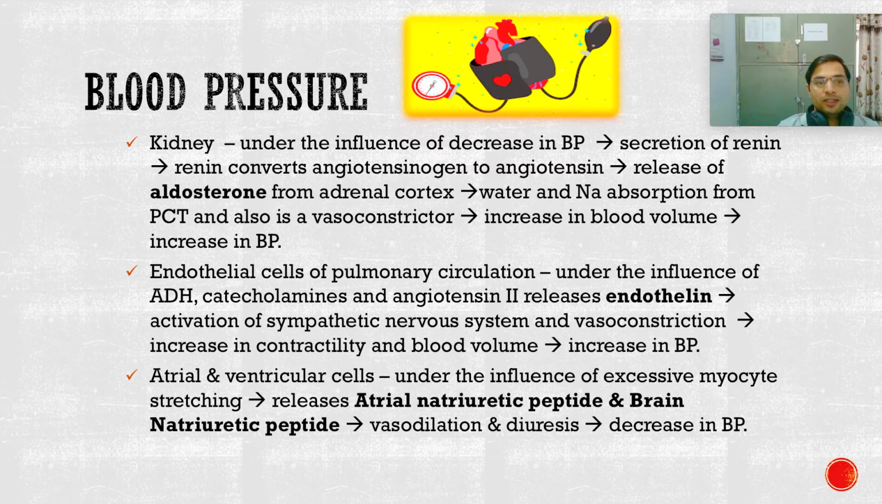So the blood vessels now have more water and more sodium, right, which leads to increase in blood volume, and thereby blood pressure increases. Also, this aldosterone is a vasoconstrictor, and by constricting the blood vessels, the overall blood volume also increases. Now, this is the second concept, how the body maintains the blood pressure.